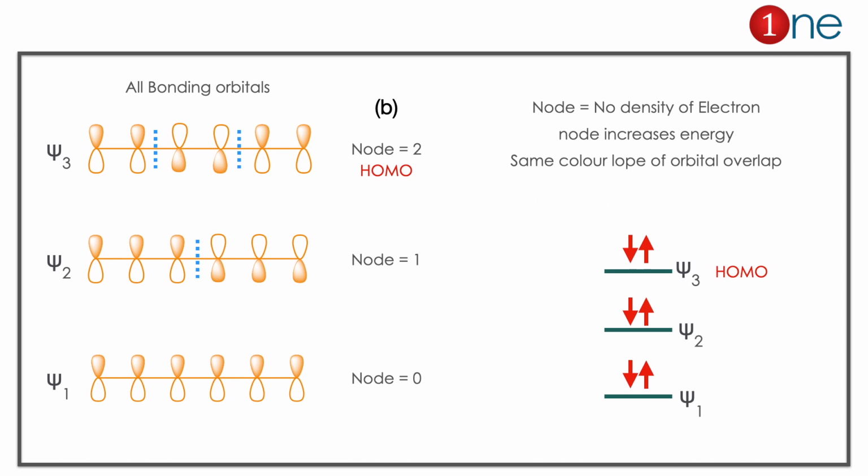So we draw all the bonding orbitals, which are chi 1, chi 2 and chi 3. The lowest energy state will have node 0. All are in the same lobe overlap. So node 0. Node means basically no density of electron. A node increases the energy, so the lowest energy will have the fewest nodes. So the lowest energy will be node 0.